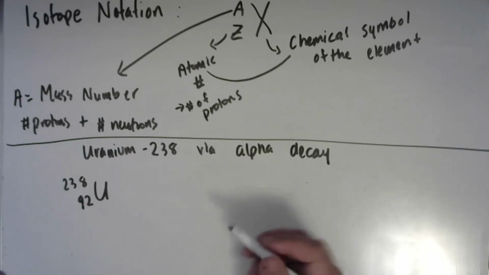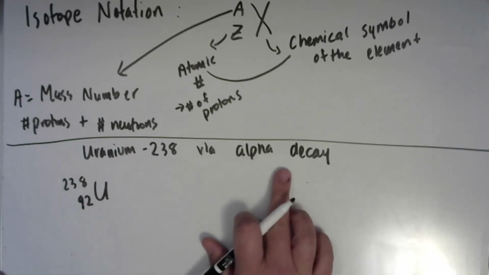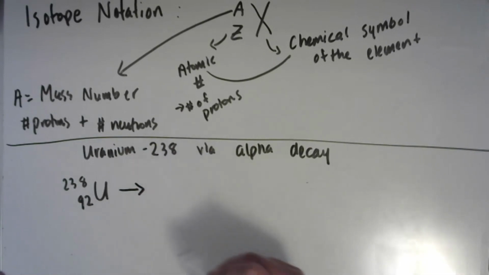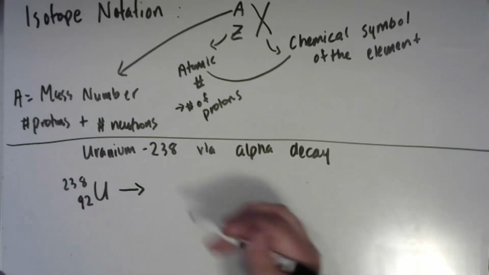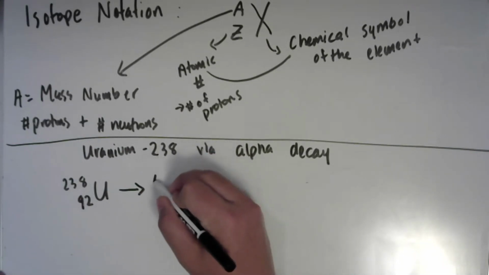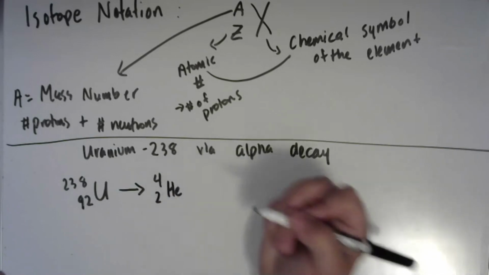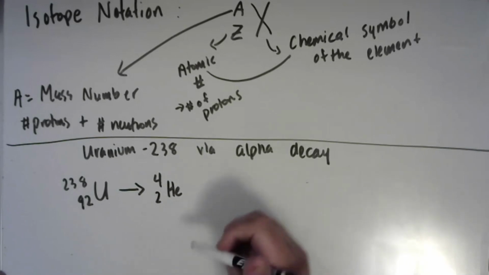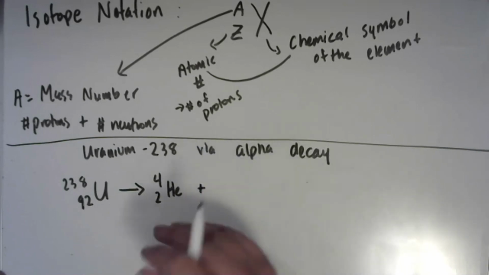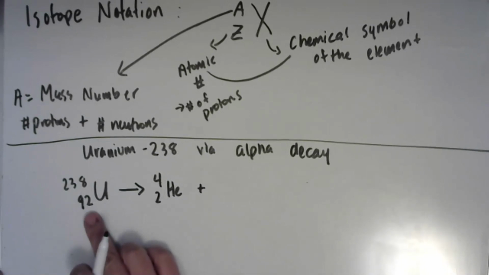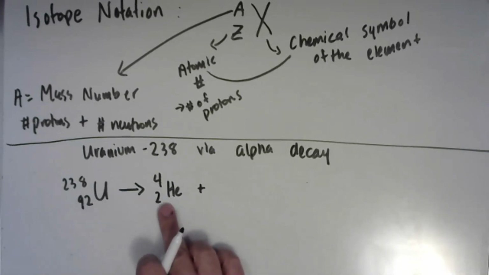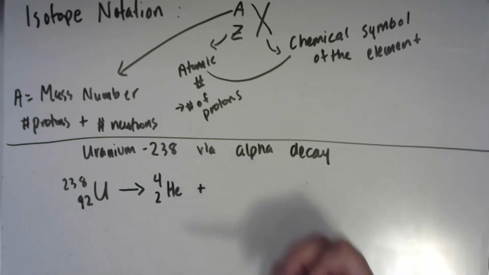Now we know that the uranium is going to undergo alpha decay. When an isotope undergoes alpha decay, that means it's going to emit an alpha particle, and an alpha particle looks like this: 4 on the top, 2 on the bottom, and then helium. The other nuclide that forms is whatever is left of this isotope after we remove these particles.